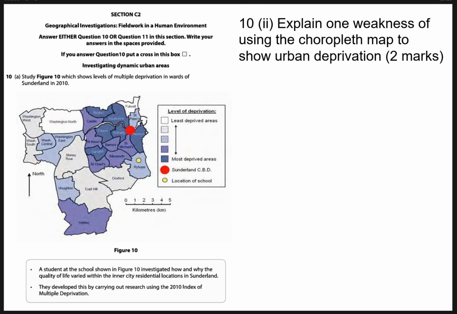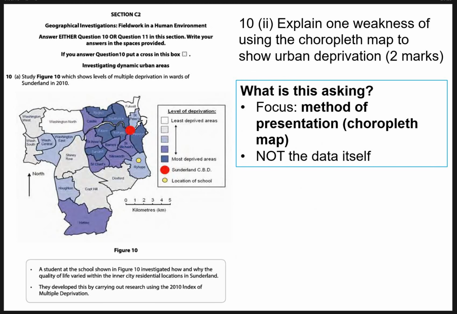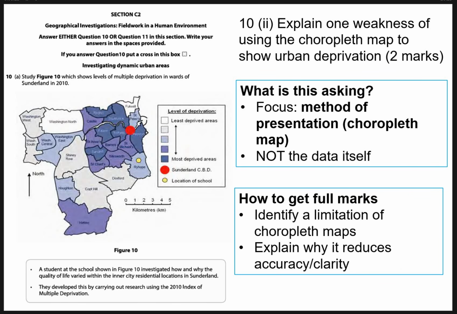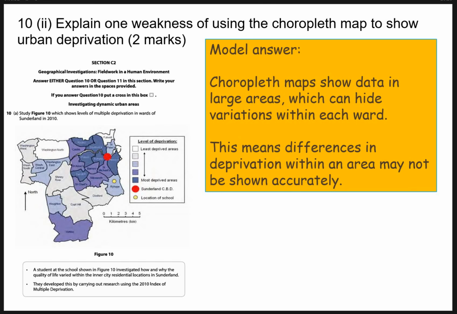It's a slightly different question, same paper, obviously same figure. We're looking for 2 marks. This isn't again about the data itself, it is about the presentation of that data. So in this case we're talking about a choropleth map. So the question is asking you to focus on the method of the presentation, not the data itself. Now to get to full marks, same as before, identify a disadvantage or a limitation, explain why it reduces accuracy or clarity. So a good model answer for this would be choropleth maps show data in large areas which can hide variations within each ward. This means differences in deprivation within an area may not be shown accurately.